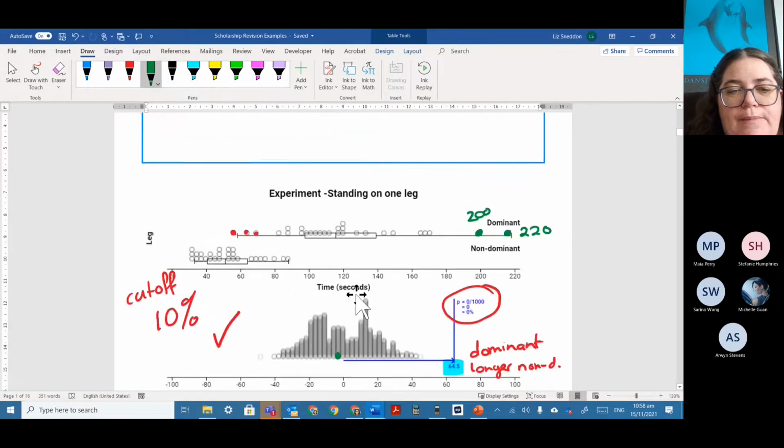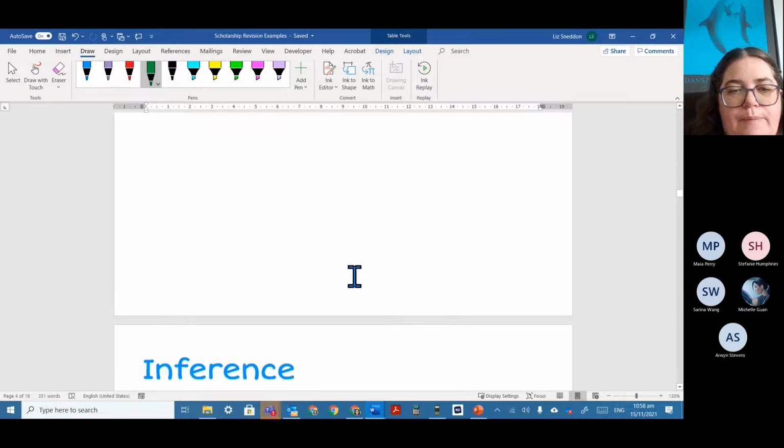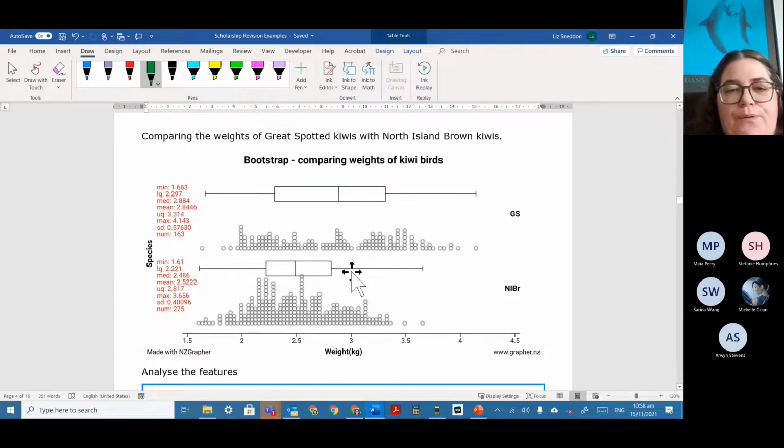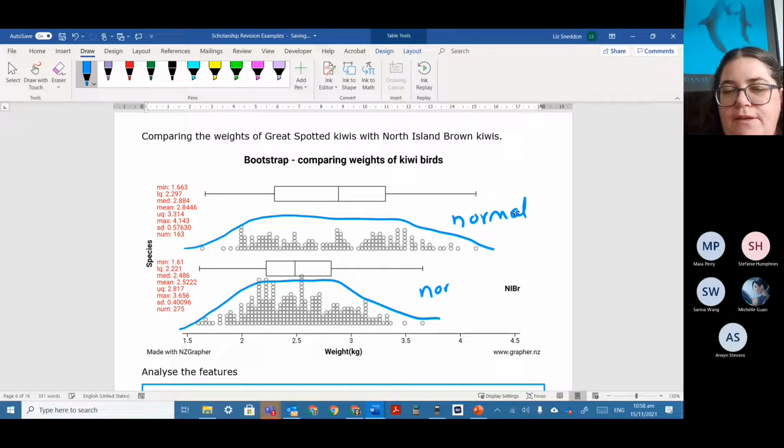So let me jump into here. Oh, and I'll come back to that paired experiment. Okay, so great spotted kiwis. I've got great spotted kiwis and I've got North Island brown. First thing I want to do is analyze my features. So shape, what would you guys say about the shapes of those? Normal? Yep. I'd be happy to say they're roughly normal. They're not perfect, but roughly normal. It's a sample, so they're pretty good.